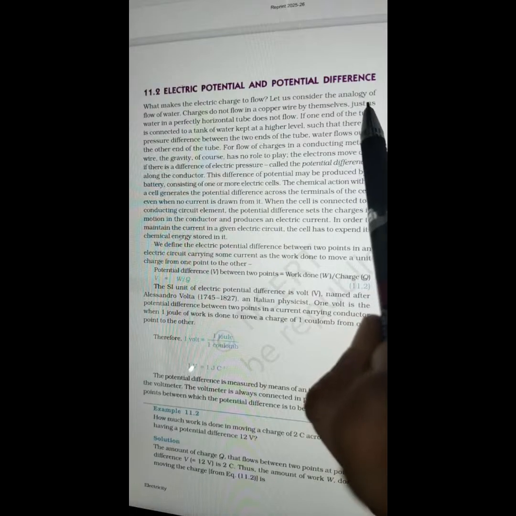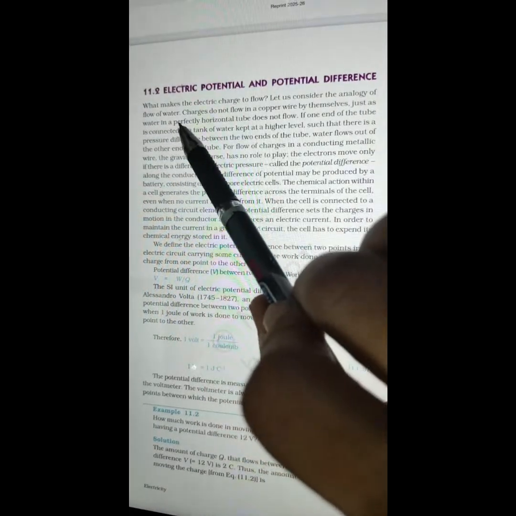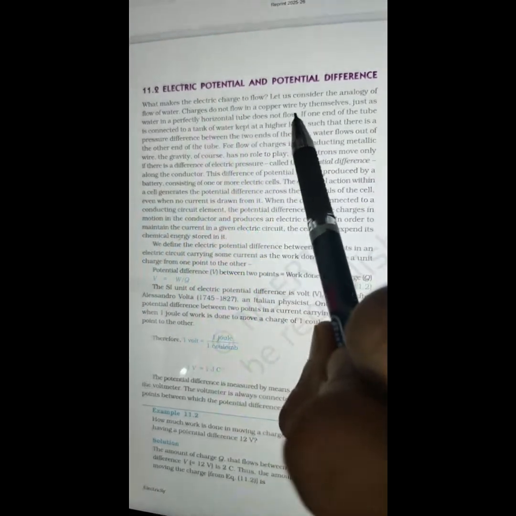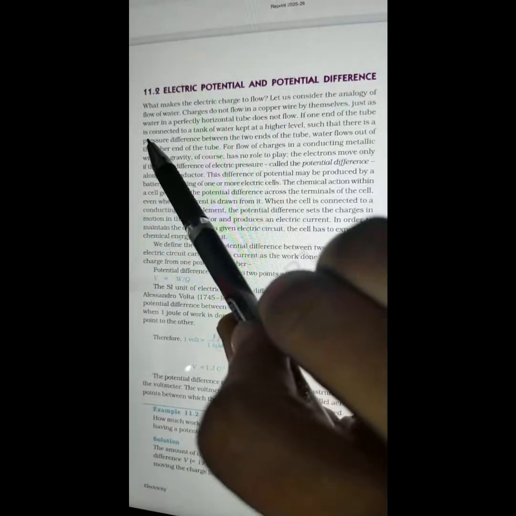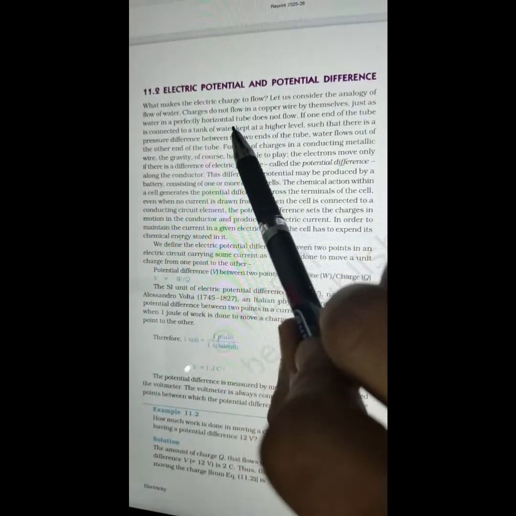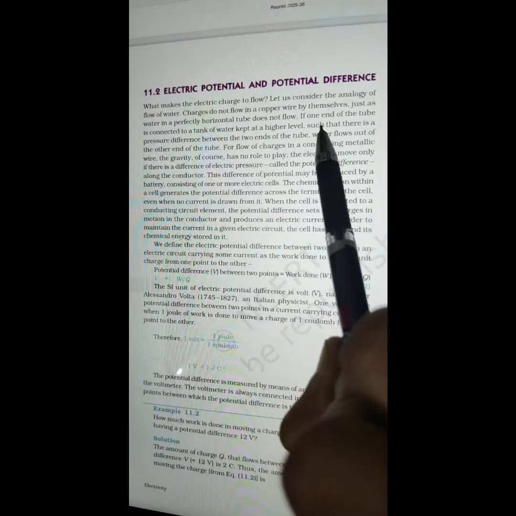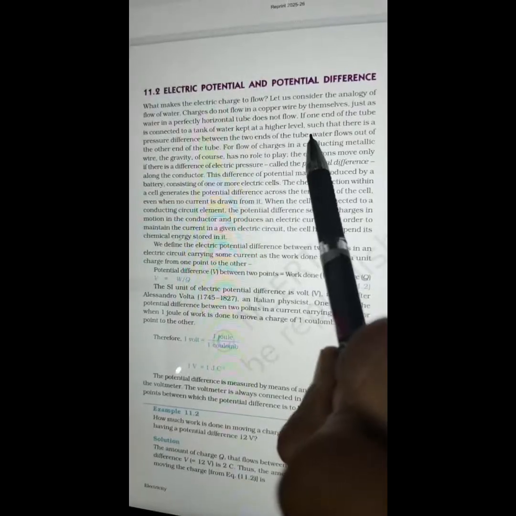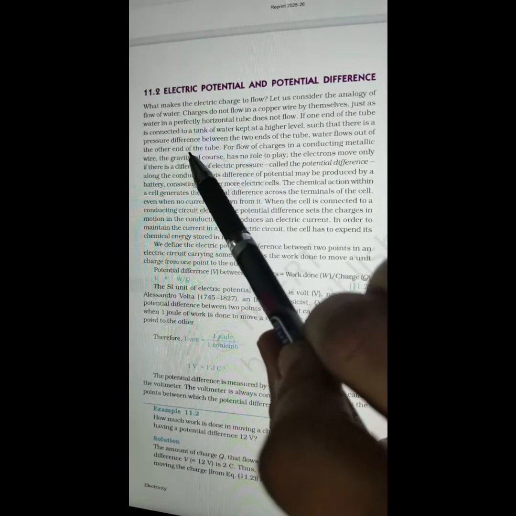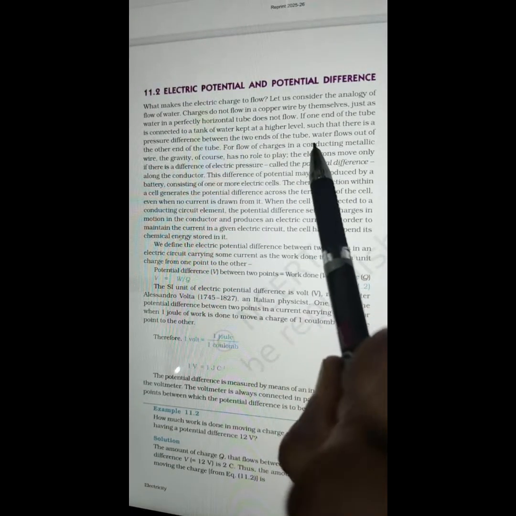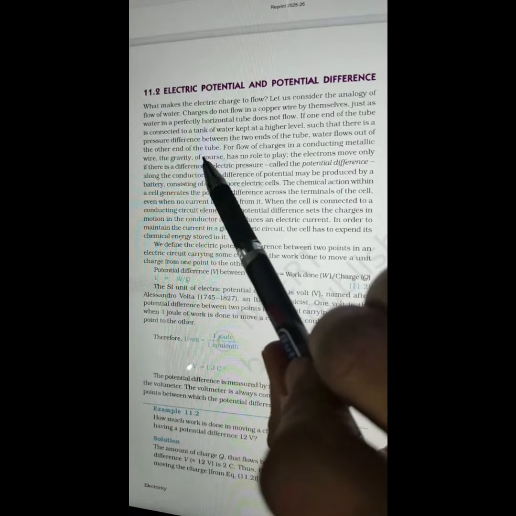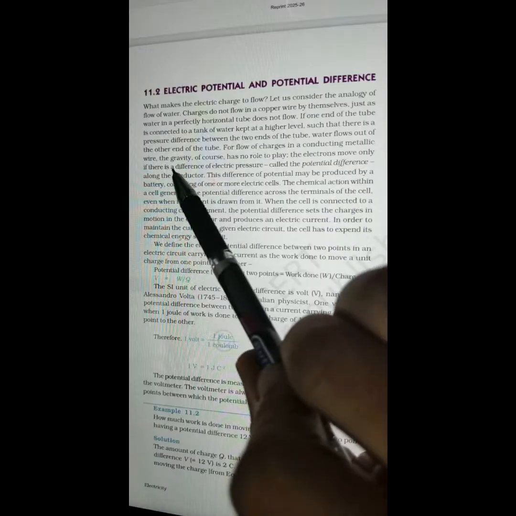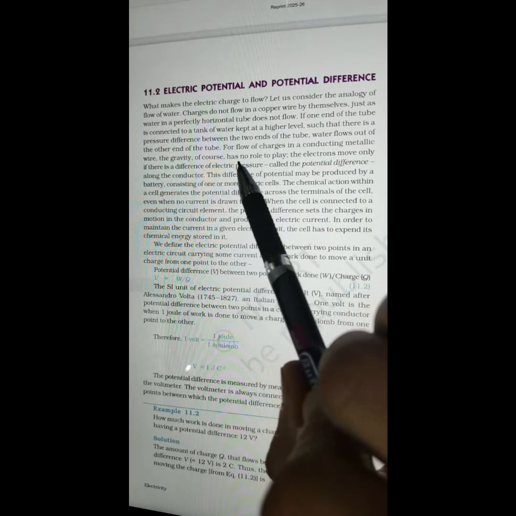Let us consider the analogy of flow of water. Charges do not flow in a copper wire by themselves, just as water in a perfectly horizontal tube does not flow. If one end of the tube is connected to a tank of water kept at a higher level, such that there is a pressure difference between the two ends of the tube, water flows out of the other end of the tube. For flow of charges in a conducting metallic wire, the gravity, of course, has no role to play.